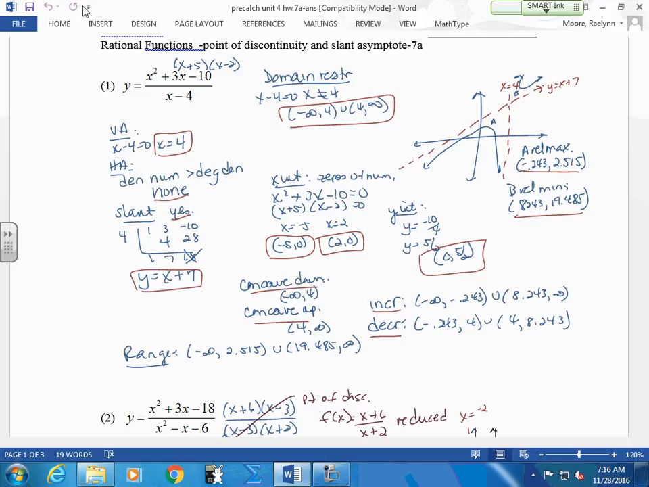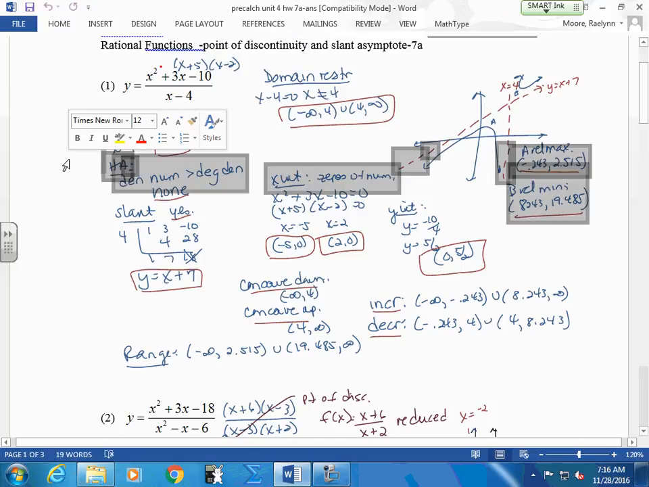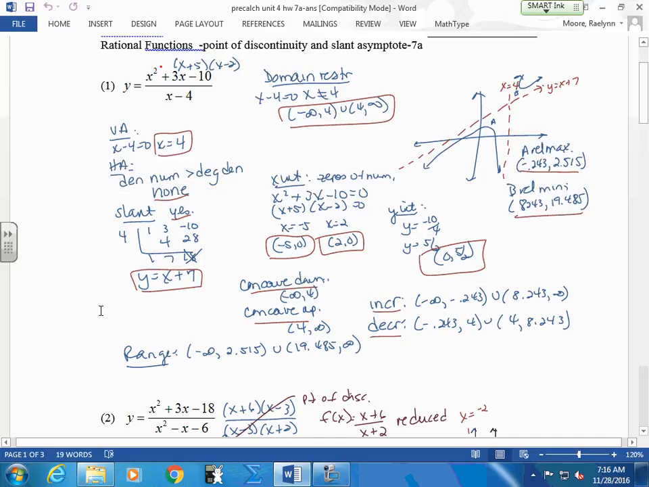When the degree in the numerator is 1 more than the degree in the denominator, that means there's no horizontal asymptote. When we have no horizontal asymptote, check for a slant. A slant says the degree in the numerator has to be 1 more than the degree in the denominator. If it's 2 more, we don't have a slant. But 1 more, we have a slant. So therefore, we have no horizontal, but we have a slant.